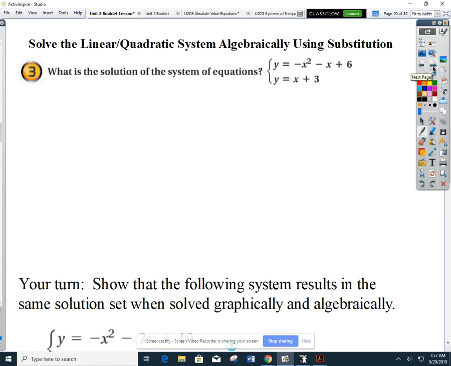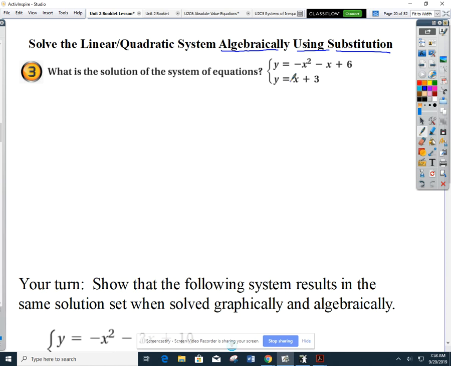So we're going to solve this system algebraically using substitution. What is the solution to the system of equations? If you notice, we have a quadratic and a linear. So this is a linear quadratic system. They both say y equals. This is the easiest type of substitution because when both equations already say y equals, you don't have to isolate either variable.